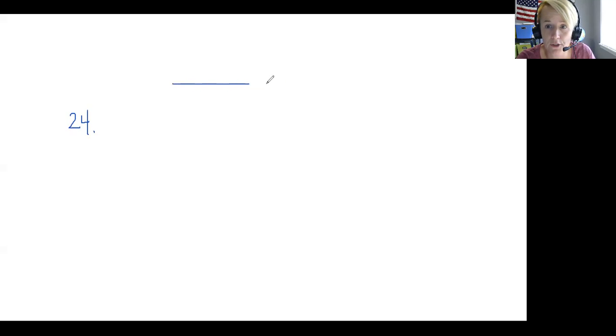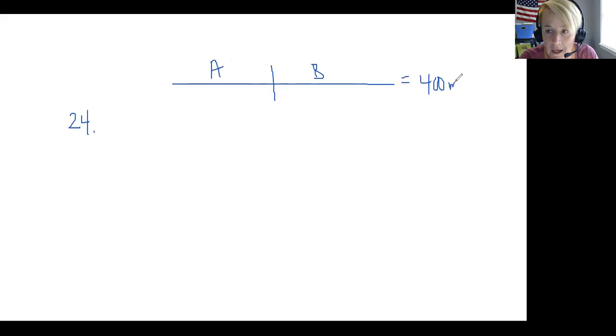Okay, so there's a trip. I have no idea where it is, but there's part A and there's part B. And we know that the total thing is 400 miles. And we also know that it took 7 hours. Let me double check that that was the whole trip. His total travel time was 7 hours. Okay, so let's just try to label things.